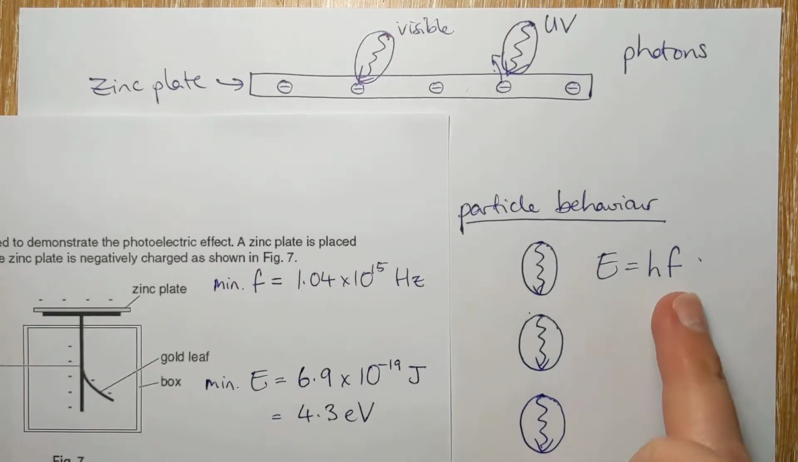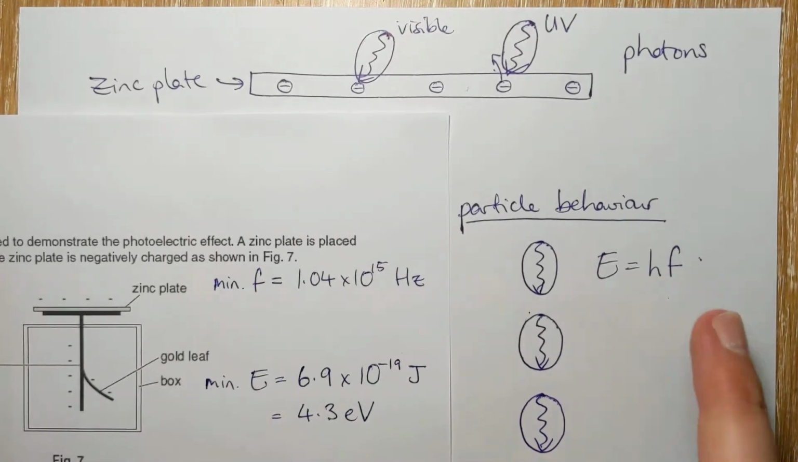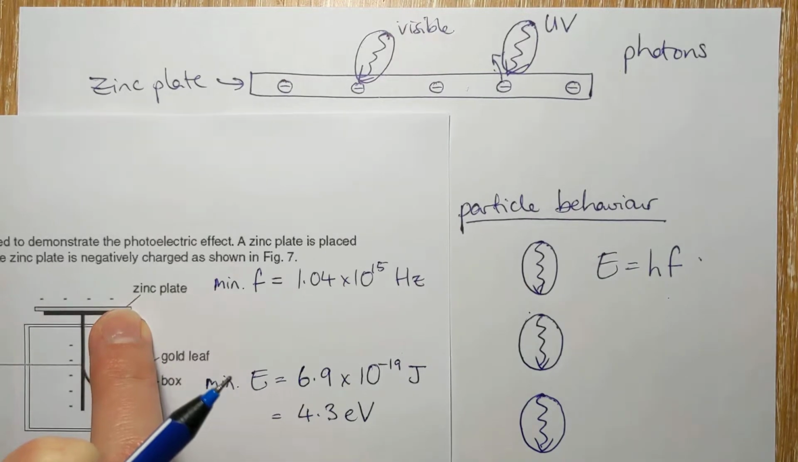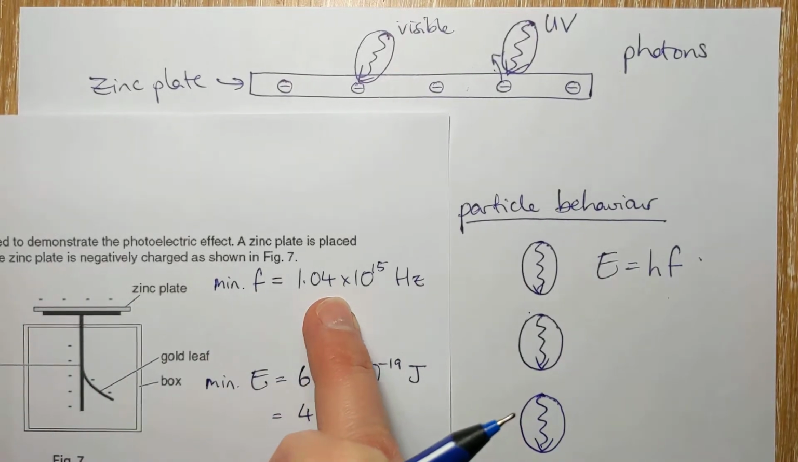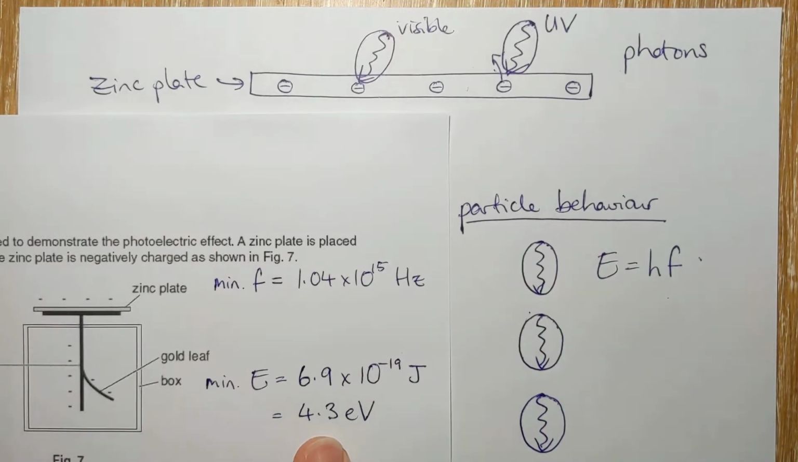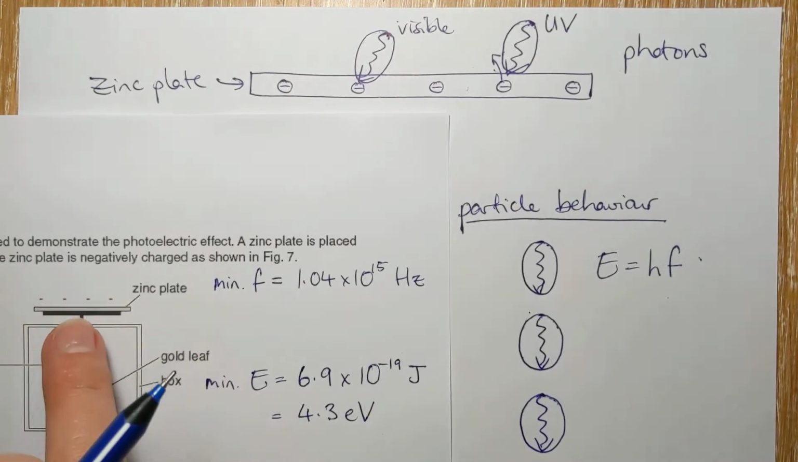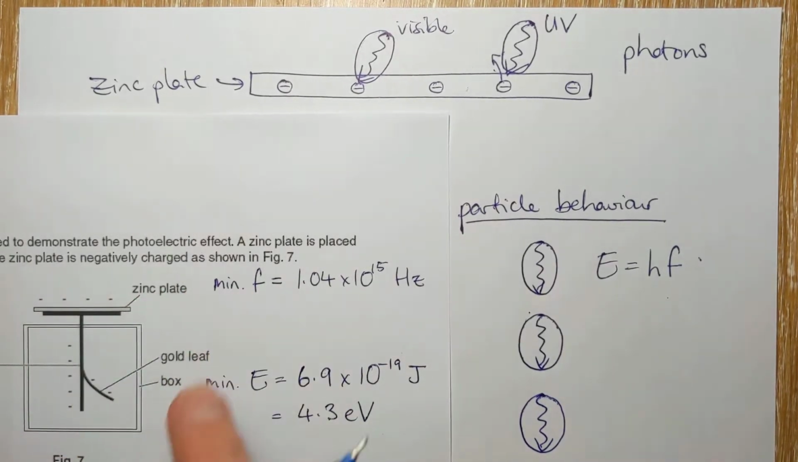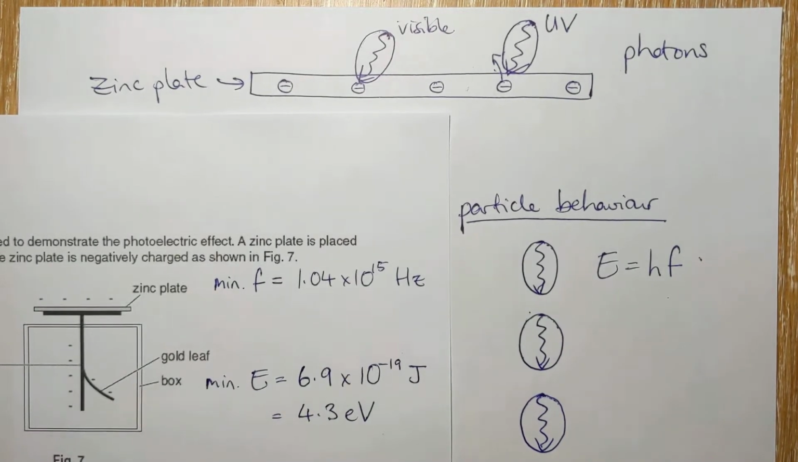Scientists found that the minimum frequency required to cause photoemission from zinc was that frequency, and therefore the minimum energy required was this, either in joules or in electron volts. But then when they tested other metals, they found that other metals had different minimum frequencies and minimum energies. And so we have these two terms.